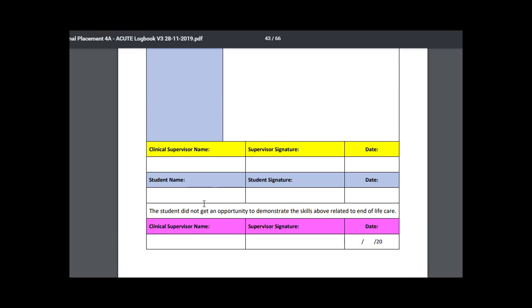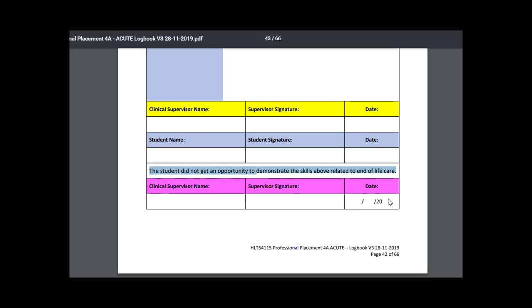This is a statement here that you did not get an opportunity, and then the person from VFA will be signing off to verify that.